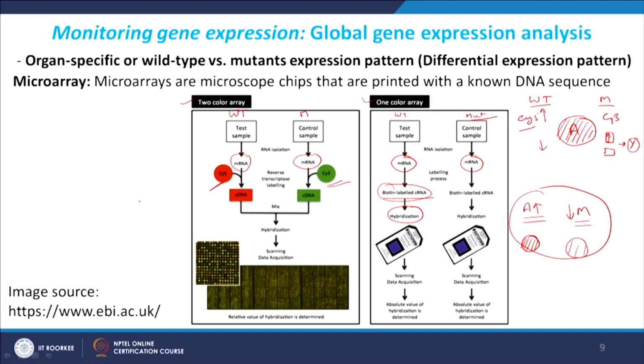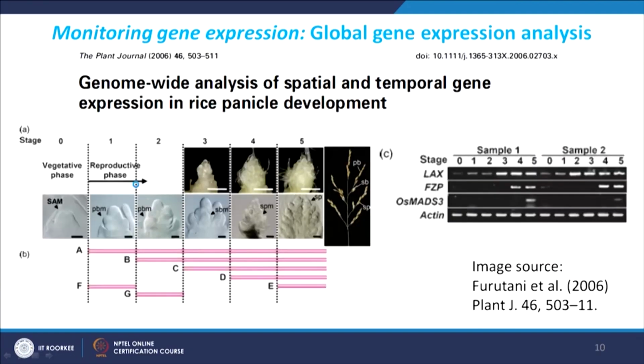These techniques you can also use for the different stages. It's not only in wild type and mutant. For example, if you take this particular case, what people have studied are the genes which are differentially expressed at different developmental stages of rice panicle development or flower development.